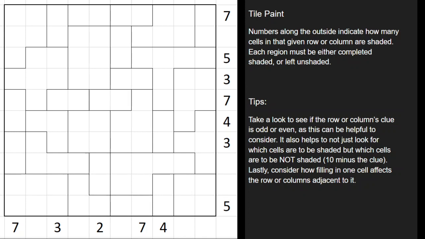How it works is the numbers along the outside of the grid indicate how many cells in that given row or column are going to be shaded. Each region must either be completely shaded or left unshaded. So what that means is if we look at this cell here, if that's shaded, all the other cells have to be shaded as well. You can't just have one cell in a region shaded and the others unshaded. So that's it for the rules.